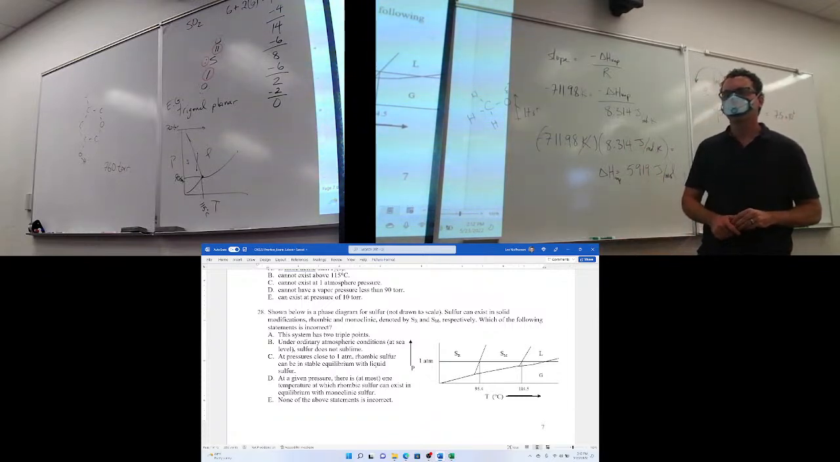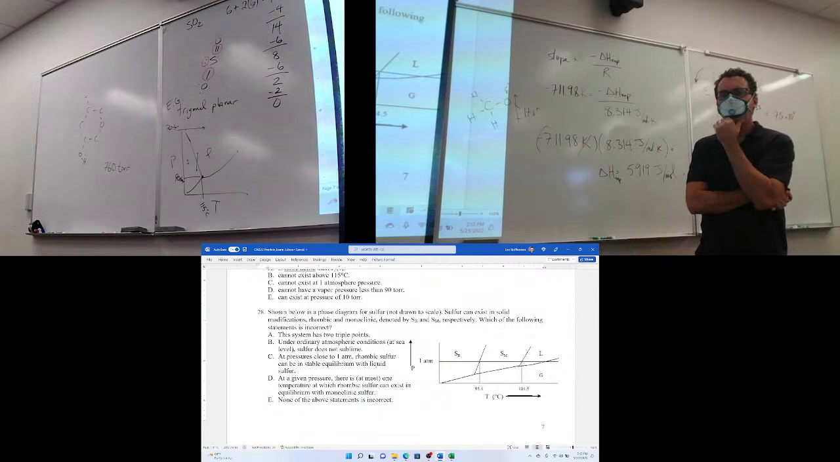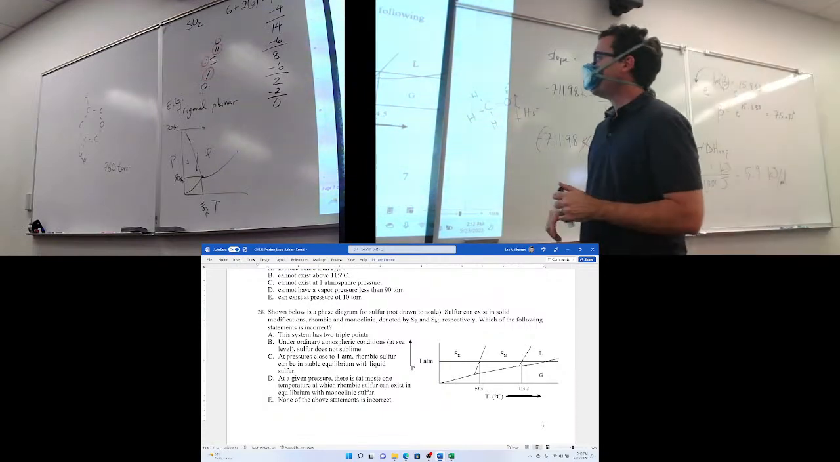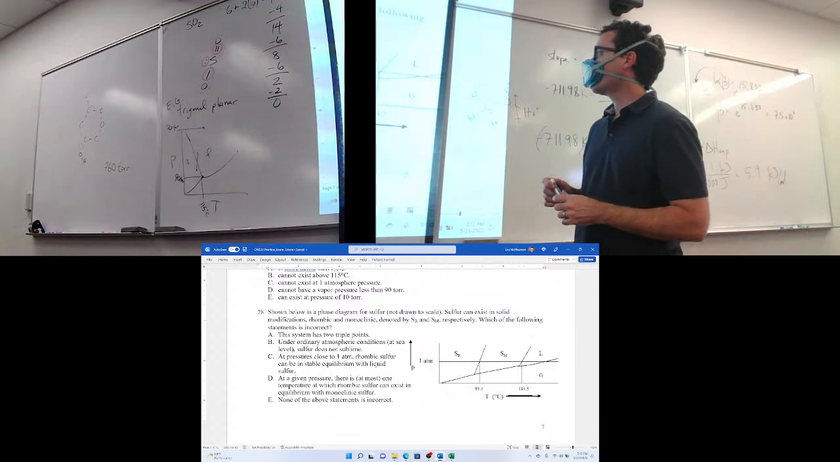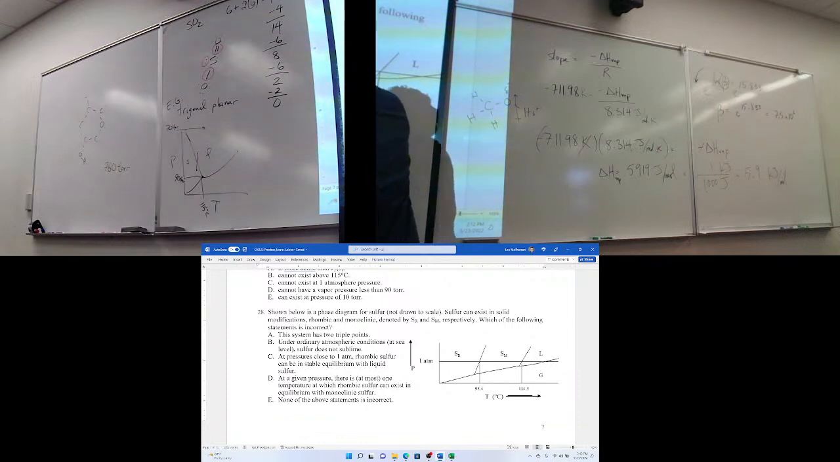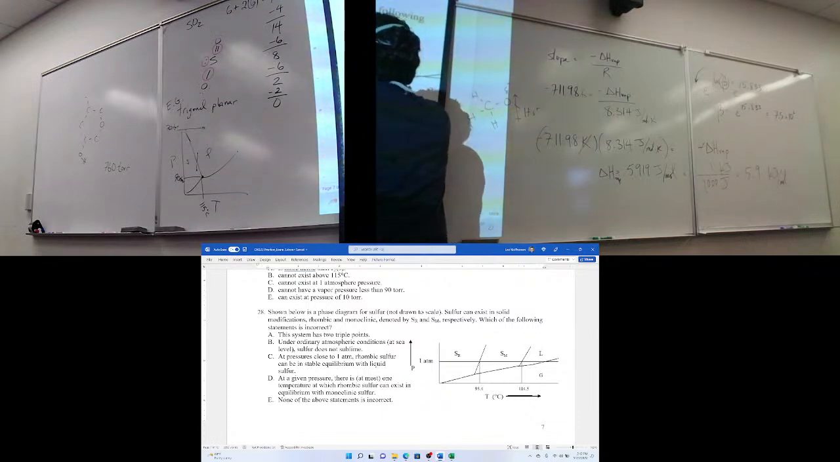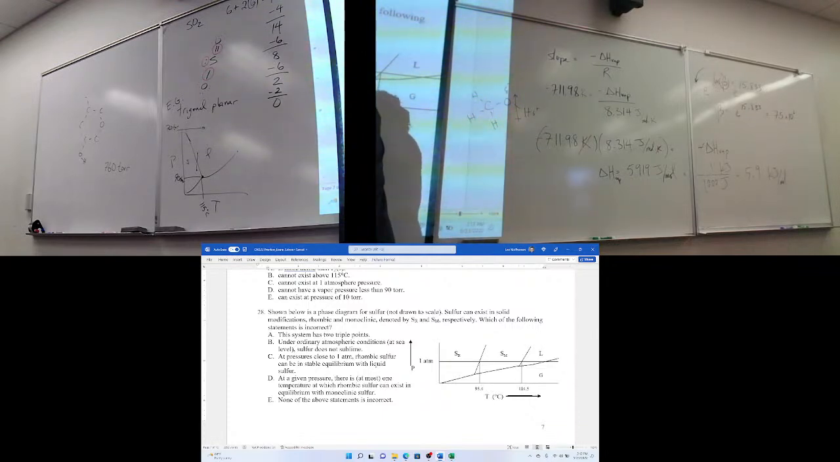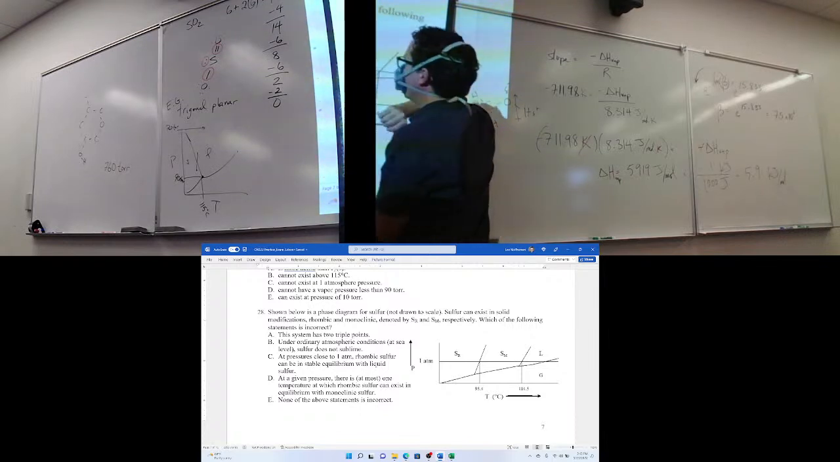Sorry, this diagram is a little confusing to me. Is it saying that everything in the top, wherever there's an S, is a solid? Okay, so this is a marker, and these are markers too. The actual phase diagram lines are these curved ones. And so anything here is solid rhombic. Anything here is solid monoclinic.